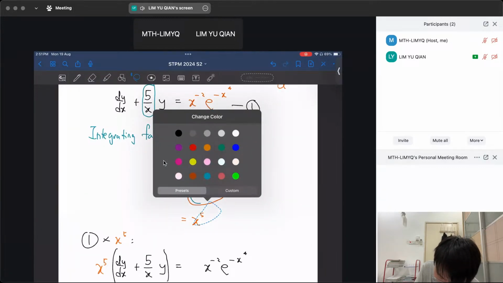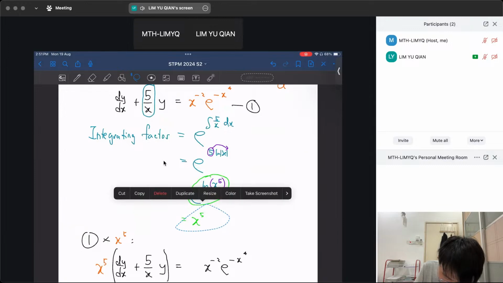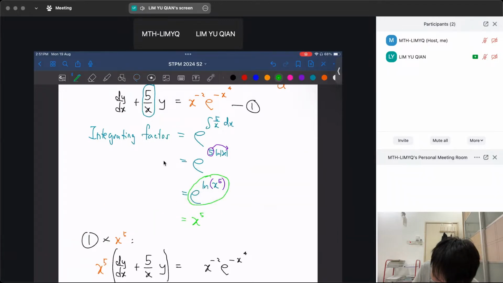Let's use green color. Okay. Is my green the same green? No, same green.